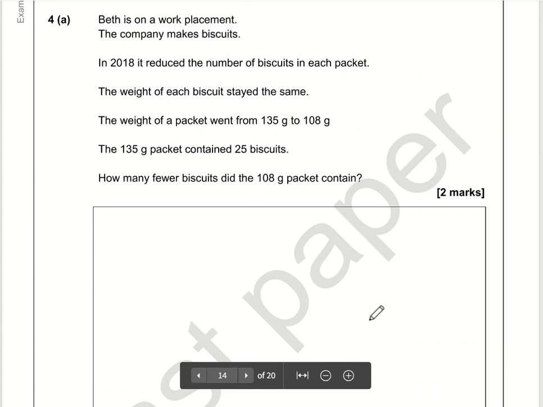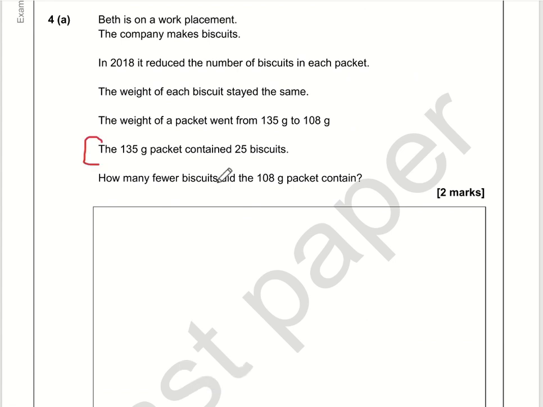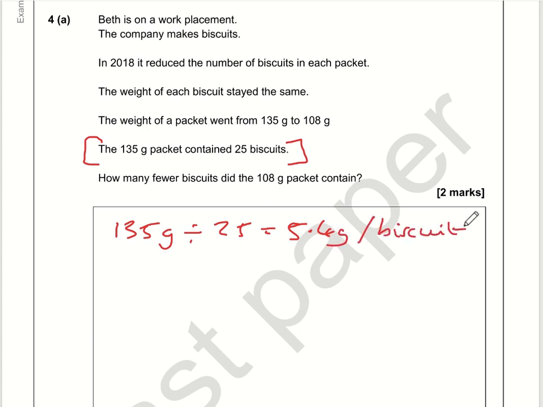Okay, so what we're going to do first of all is, using this bit of information here, work out how much a biscuit weighs. So 135 grams divided by 25 is 5.4 grams per biscuit. Now the new pack was 108 grams, so how many 5.4s are in 108? In other words, what is 108 divided by 5.4? And the answer is 20 biscuits.